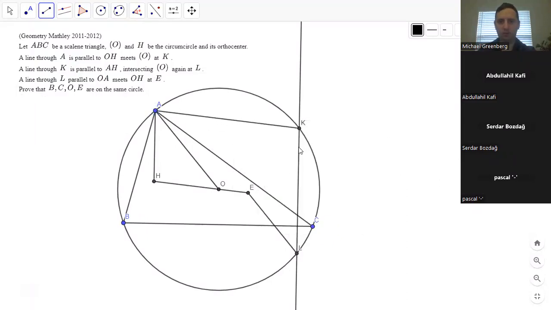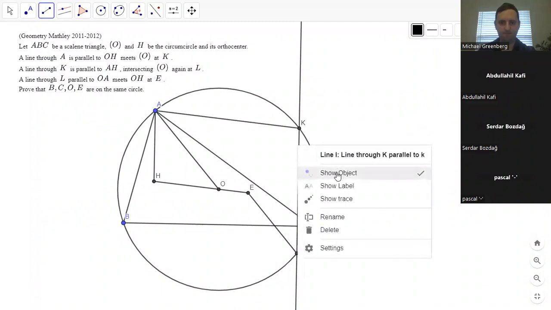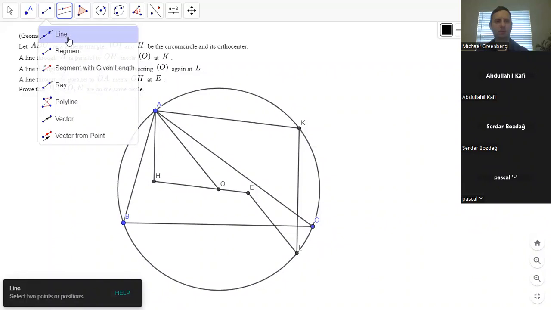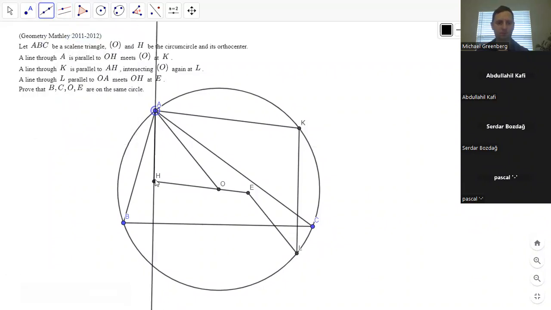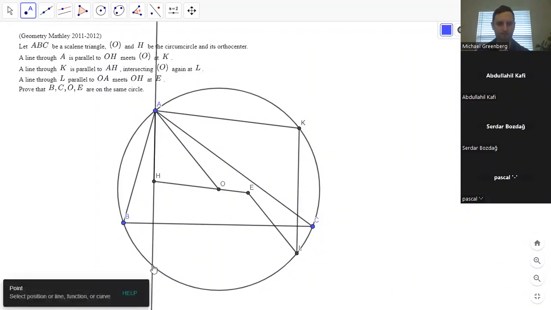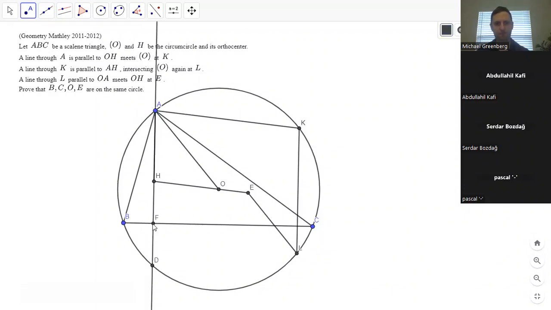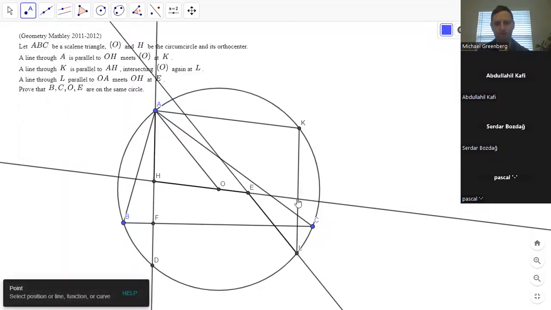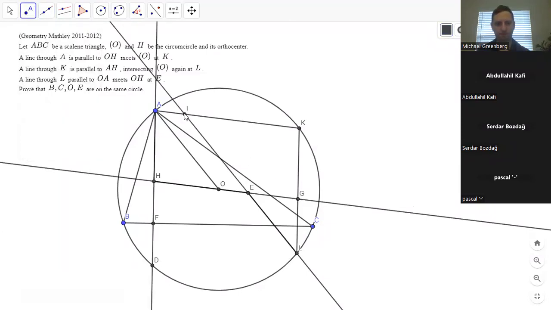It's interesting. Can you intersect AH with the circle? Yes. Also, HO with KL and EL with AK. Also, can you intersect AO with the circle? Yes.